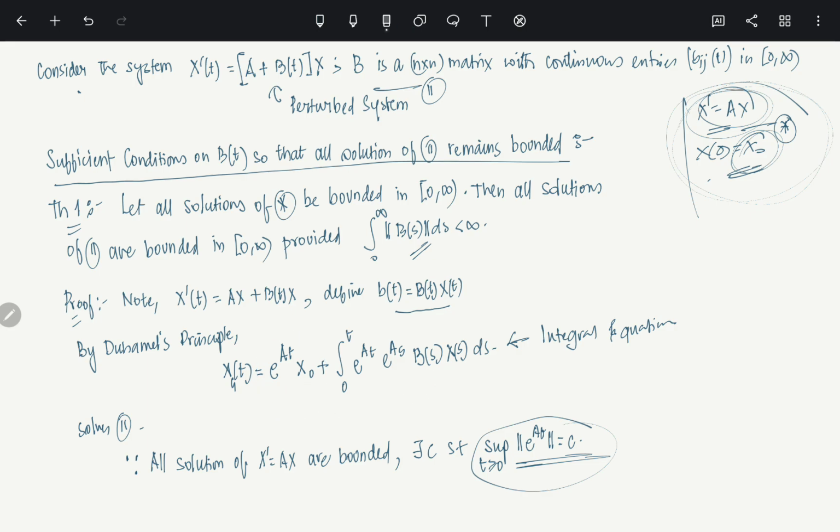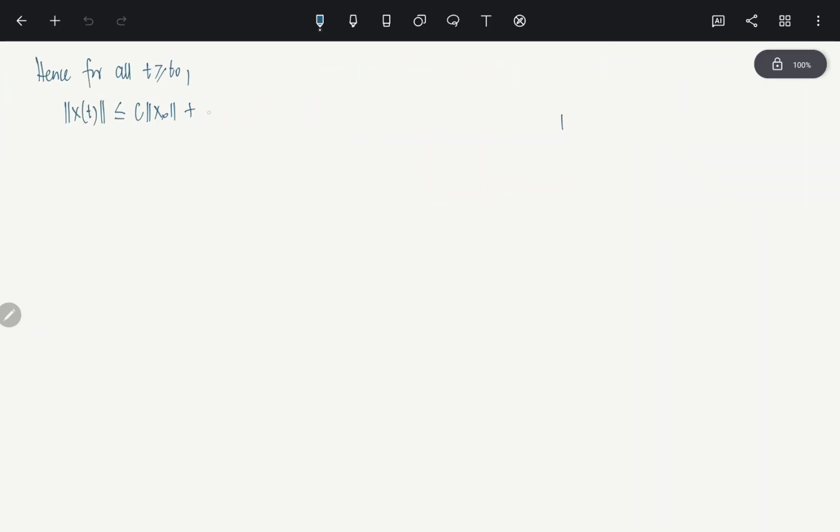So this x of t, if I take the norm on both sides, is again dominated by... one second, let me just see. Okay, sorry, e to the power At, its supremum is given by c. So this e to the power At, I can dominate it by c, right? So it becomes c times the integral from 0 to t naught of the norm of b of s, norm of x of s ds. This is the general solution. Yeah, you can write it like this.